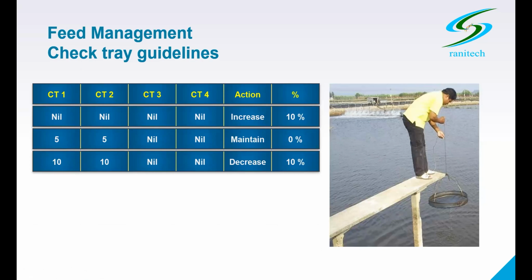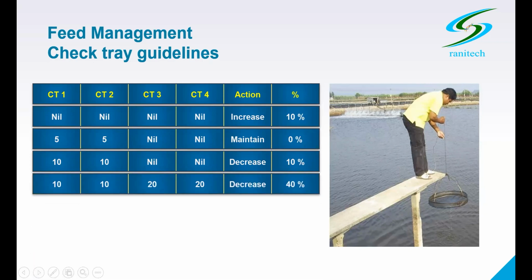It's not a benchmark, but at least it would be a guideline. People have to understand this, and based on this, they can proceed. So those who have only 2 check trays, you try to have 4 check trays, but if you don't have that facility, you take this. So one check tray is left with 10% and the other check tray is nil. So you can decrease by 10%.